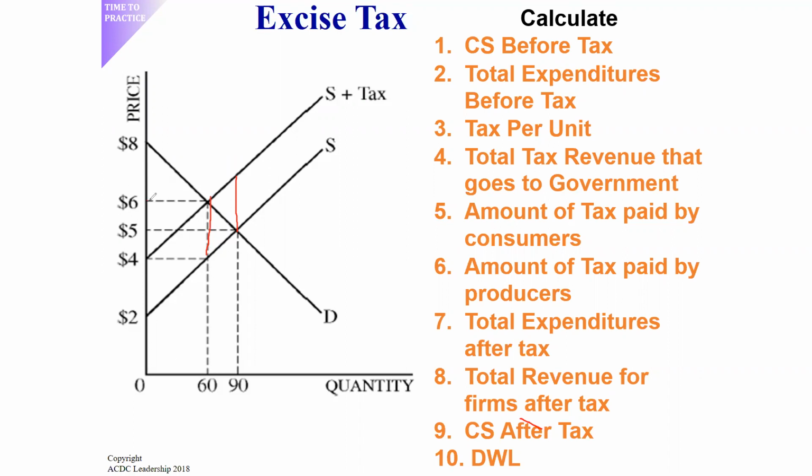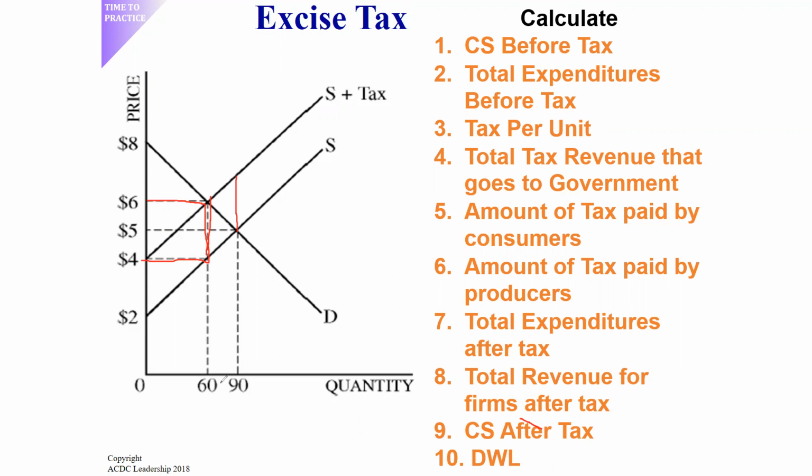Now, if you want to look at the tax revenue box, which is this, again, 2 times the base of 60 is 120, okay? Either way. Amount of tax paid by the consumers. All right, originally the consumers were paying $5. Now they're paying $6, so that's $1 tax times 60 units is $60.